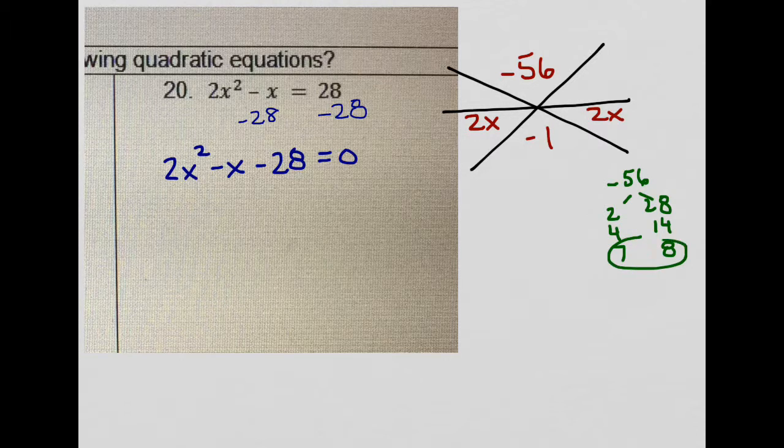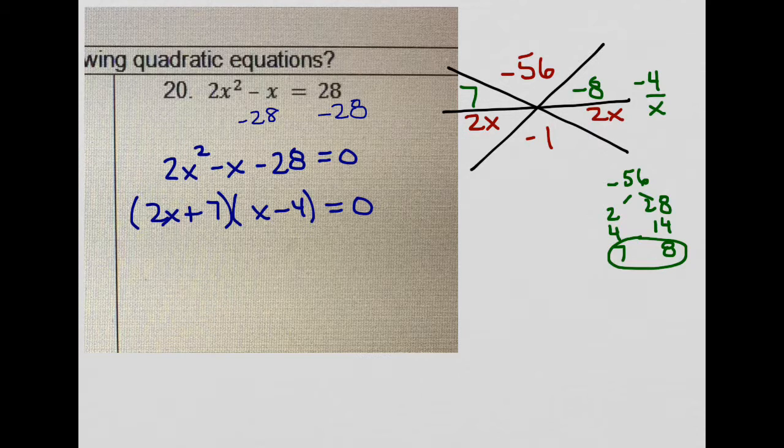7 and 8 are 1 apart, so I can put 7 and 8 in here, and I know that because my number is negative down here, I need my negative term to be the larger of the two terms. So that'll be a negative 8. Now on this side I can also reduce to get a negative 4 over x, and I have my two factors. The first factor is going to be 2x plus 7, and my second factor is going to be x minus 4. So now we have it in its factored form.